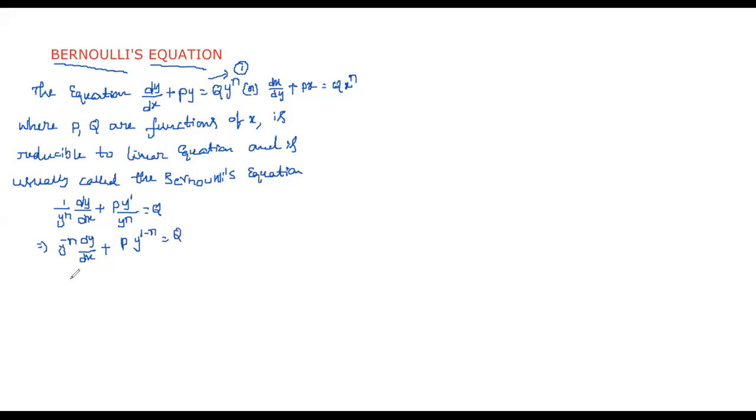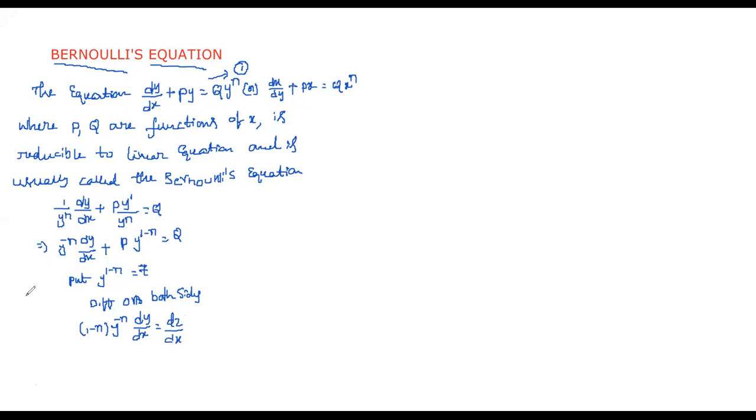And then we choose the assumption: put y power 1 minus n is equal to z. Then differentiating on both sides, what do we get as the derivative? 1 minus n into y power minus n dy by dx is equal to dz by dx. This we get after applying differentiation.